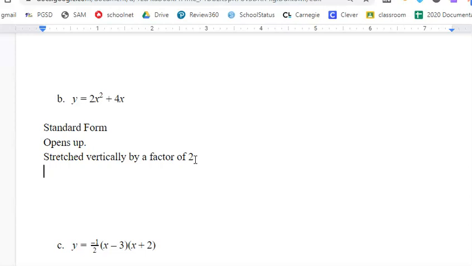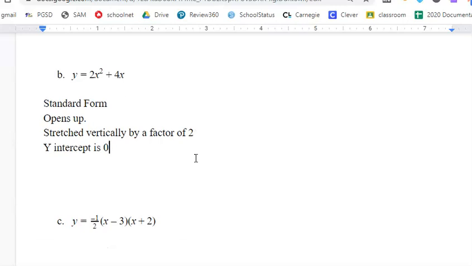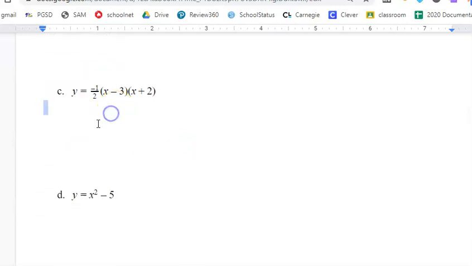Opens up, vertically stretched. Oh yeah, I can tell the y-intercept is 0 because there's no number added to the end. So that must mean the y-intercept is 0. Okay, these are kind of the obvious ones.